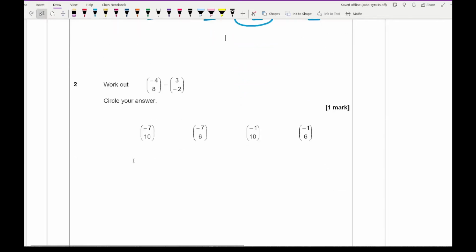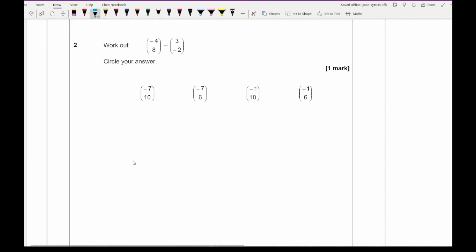Then moving on to question 2, which is looking at vector calculations. So here what we want to do is -4 minus 3, and then 8 minus -2. Looking at the top one, that's going to give me -7. Looking at the bottom one, 2 minuses make a plus, so that's going to be 10. So I'm looking for -7, 10, which is our first option.